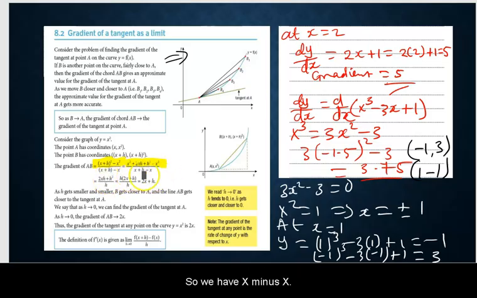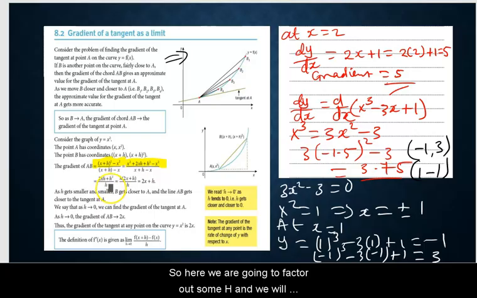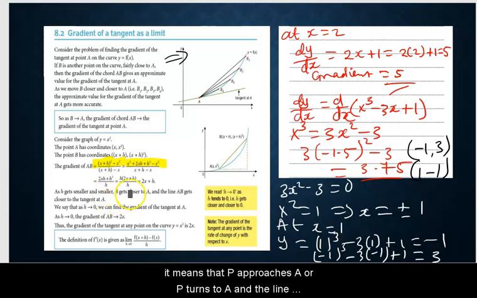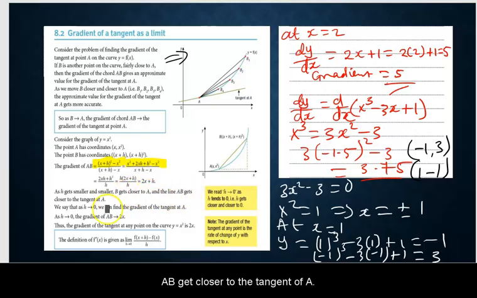So we have x minus x, and in the denominator we are left with h. Here we factor out h, and we are left with 2x plus h. Finally, we see that as h gets smaller and smaller, B gets closer to A. So as h gets smaller and smaller, it means that B approaches A, and the line AB gets closer to the tangent at A. So we say that h tends to 0, or h approaches 0.